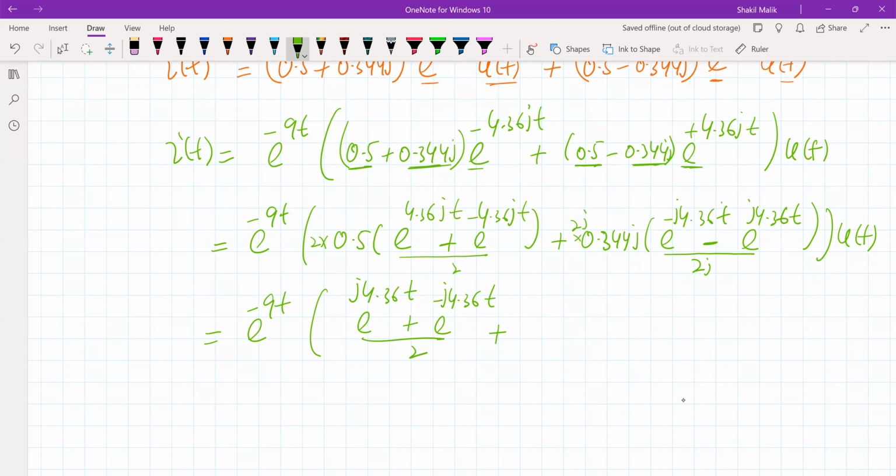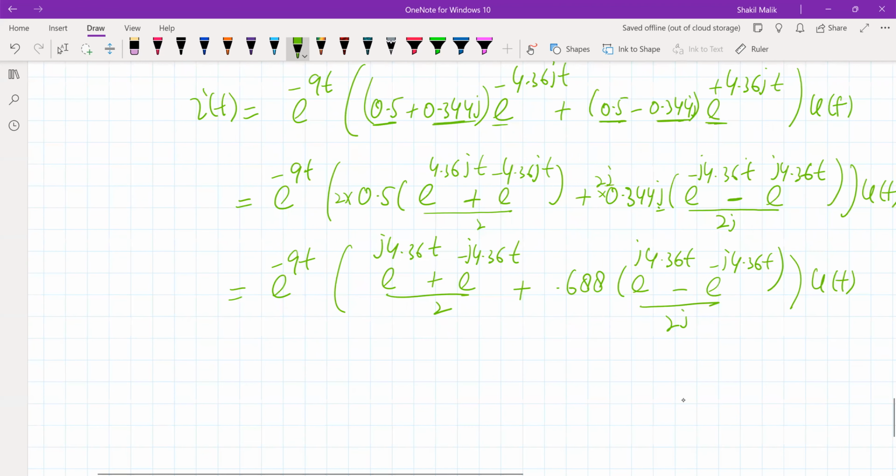So I will take that inside. So it will be 0.688, right? The j and j will cancel, or it will be simply minus 1. Minus 1 I will take inside. So it will be e to the power of j 4.36 t minus e to the power of minus j 4.36 t, right? Here we have a j and j, so if we multiply by j and j, that is j square. J square is minus 1, and that minus 1 I take inside.